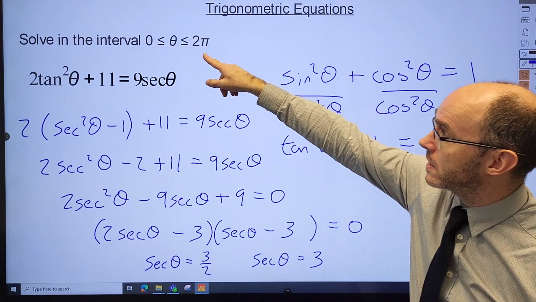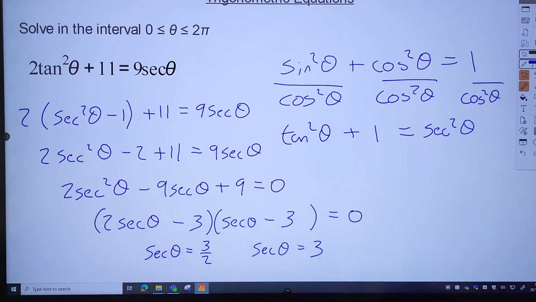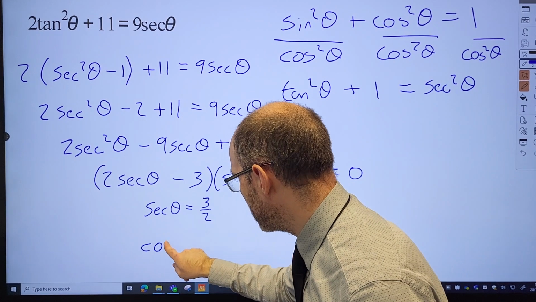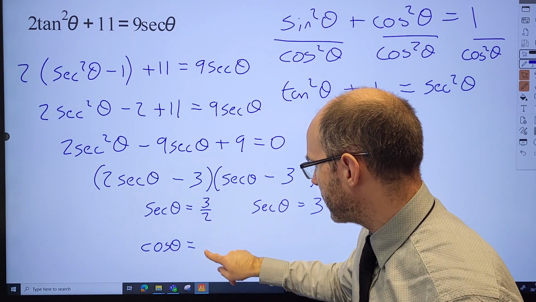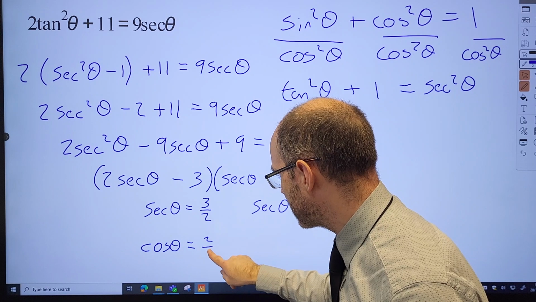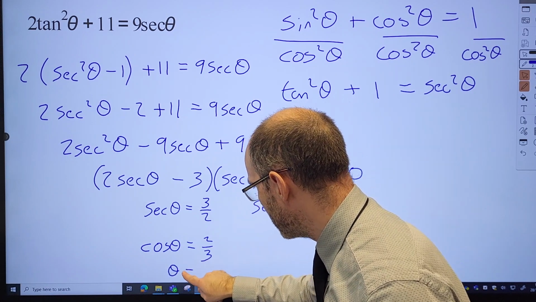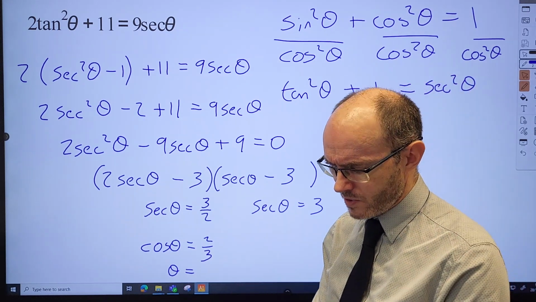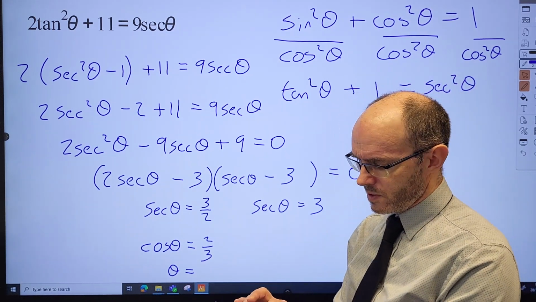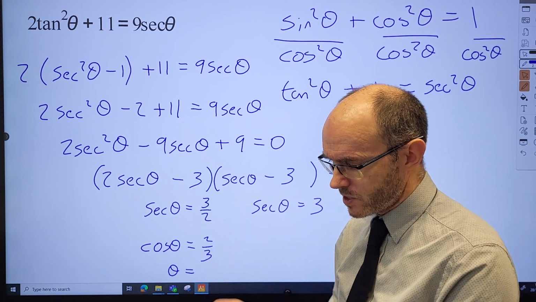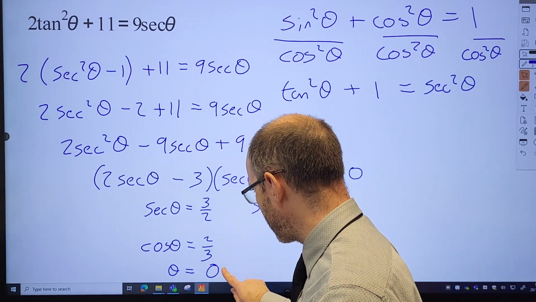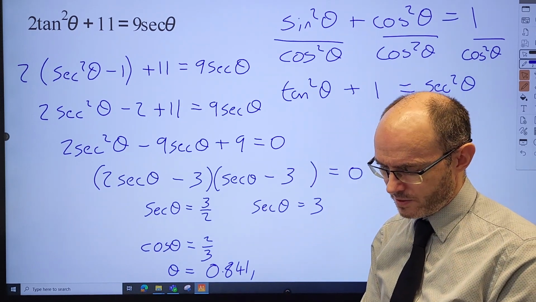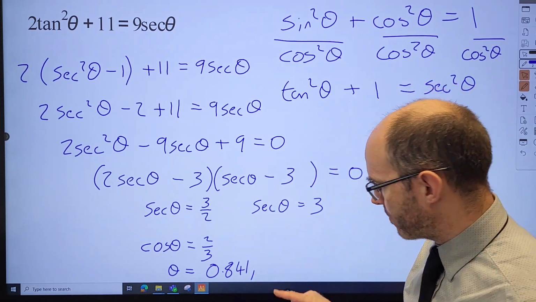Okay. Scroll down a little bit, just remember it's the interval between 0 and 2 pi. So this one, you'll have cosine theta. The reciprocal of that will be 2/3. We can do that. We can work out answers. Let's do it now, shall we? So inverse cosine of 2/3, calculator in radians mode, inverse cosine 2/3. 0.841 is the first answer, and then subtract that from 2 pi, 5.44.